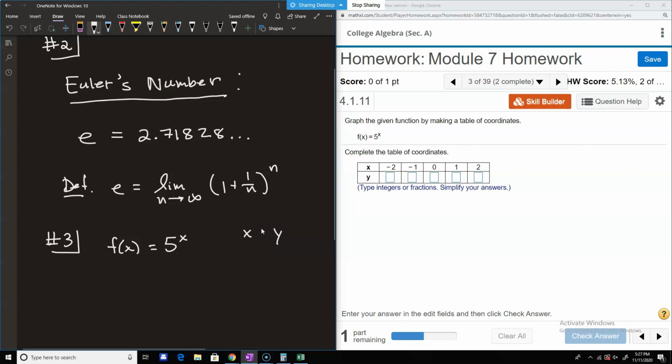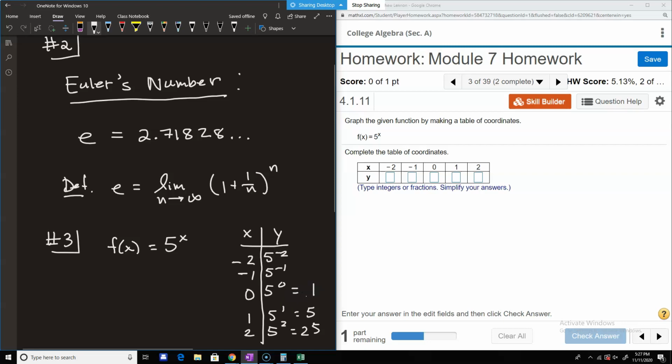I'm going to do a vertical table just because it fits better on this writing space. -2 up to 2. So to compute the y value, we're just plugging it into this function. So this would be 5 to the -2, 5 to the -1, 5 to the 0, 5 to the first, and 5 squared. So we all know that 5 squared is going to be 25. 5 to the first is 5. Anything raised to the 0 power is going to be 1.